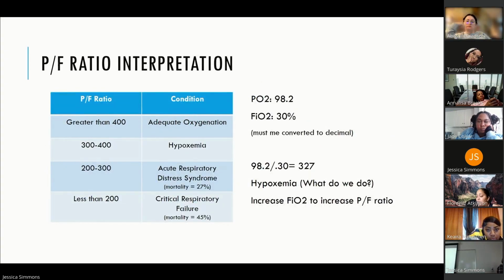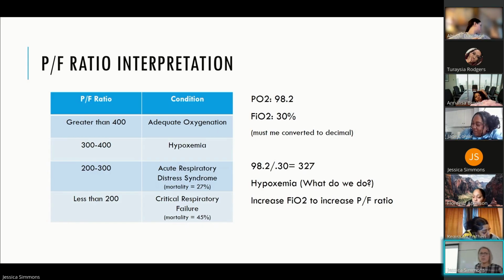So our interpretation, this is something you're going to want to remember. Okay, this is something you're definitely going to need for your test. If your PF ratio is greater than 100, you are adequately oxygenated. So is our patient adequately oxygenated? I'm sorry, no. Greater than 400. I was just going to say, you said 100. I said 100. I'm sorry. Greater than 400.